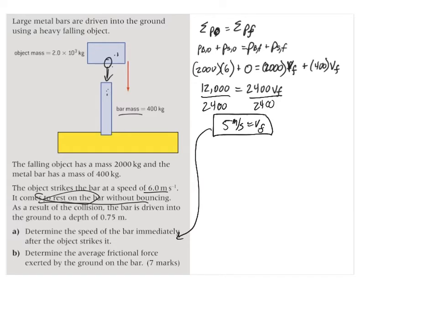Now we move on to letter B. Determine the average frictional force exerted by the ground on the bar. Okay, so we've done this situation where the object collided with the bar. Now, what actually happens once that object collides with the bar? Well, the bar hopefully starts to move down into the ground, right? But because there's mass down here and because there's mass on the side, there's some frictional forces, some opposing forces that make that bar slow down, right?